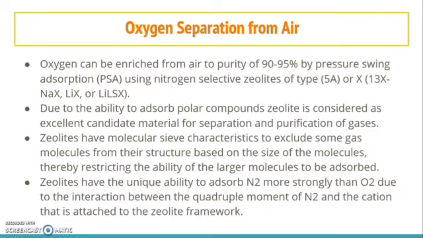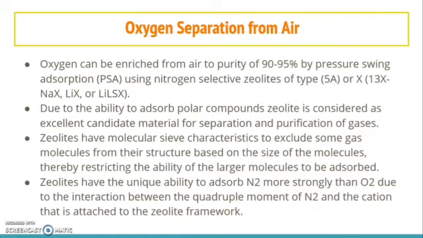Okay, next, zeolites have the unique ability to adsorb nitrogen more strongly than oxygen due to the interaction between the quadrupole moment of nitrogen and the cation that is attached to the zeolite framework. So basically, in this application, we want to separate nitrogen and oxygen from air to produce high purity oxygen. The nitrogen is much bigger than oxygen, so the oxygen can pass through the pore easily, leaving behind the nitrogen. So this nitrogen will then be adsorbed into the zeolite framework.